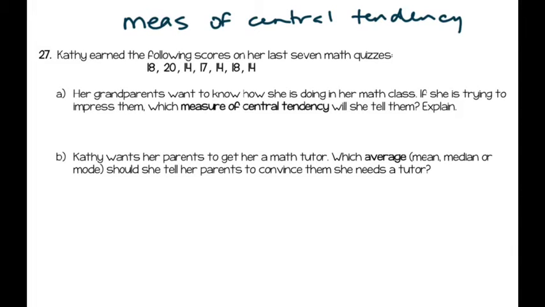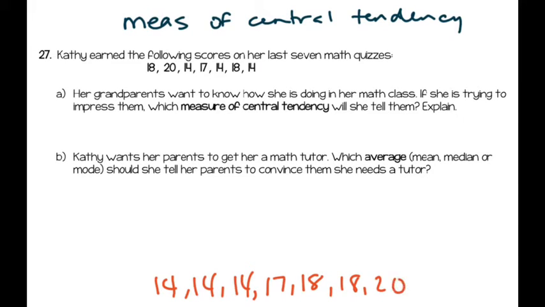So before I can decide if she's going to use mean, median, or mode, let's find those three things. So I'm going to put those numbers in order so we can find mean, median, and mode. So I've got 14, 14, 14, 17, 18, 18, and 20. And so as far as the mean goes, we're going to add those together and divide by 7. And so we get that her mean is 16.4.